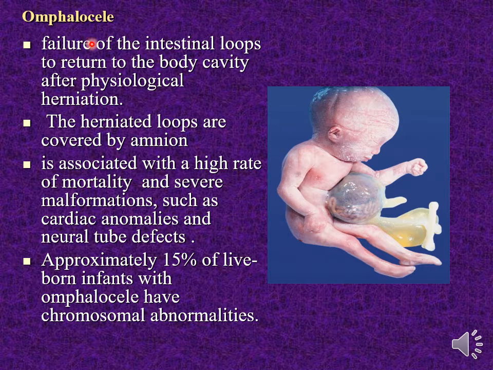Now, some congenital anomalies may result due to any disorder during development. Omphalocele is failure of the intestinal loops to return to the body cavity after physiological herniation. The herniated loops are covered by amnion. They are usually associated with a high rate of mortality and severe malformations such as cardiac anomalies and neural tube defects. About 15% of the live-born infants have chromosomal abnormalities, so it's related to heredity.